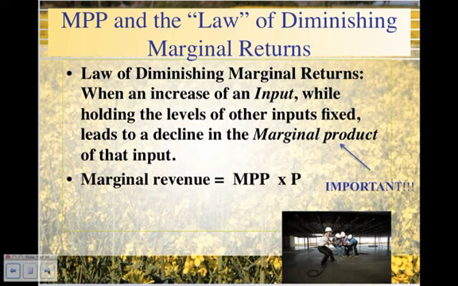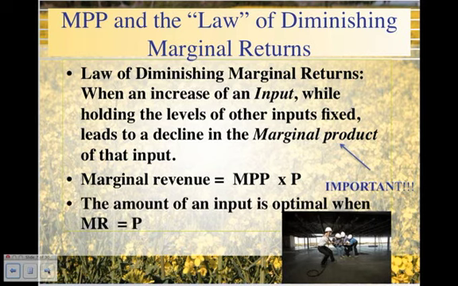Another concept is marginal revenue, and marginal revenue is simply the price of the product times the marginal product, and we're going to find that the amount of an input is optimal when the marginal revenue equals the price. So that's when we would know how many people to hire. And apparently that's really, really important. I wanted to show you that again.